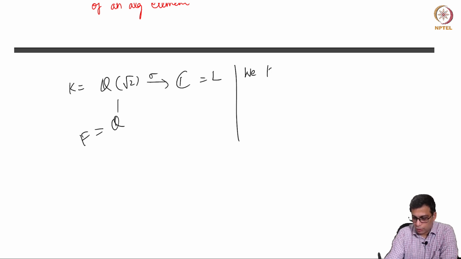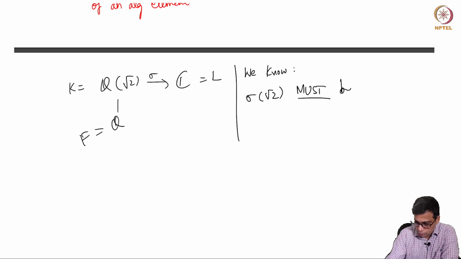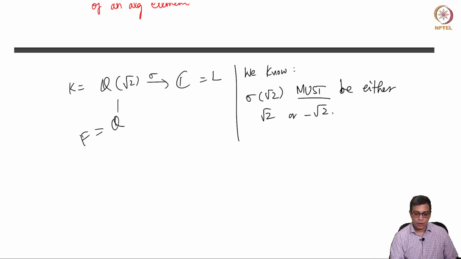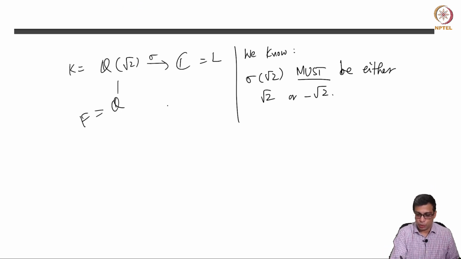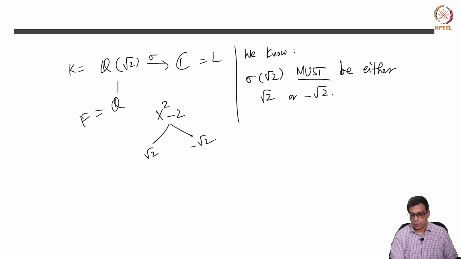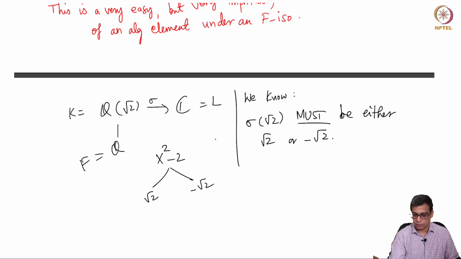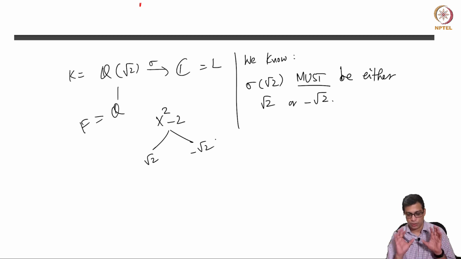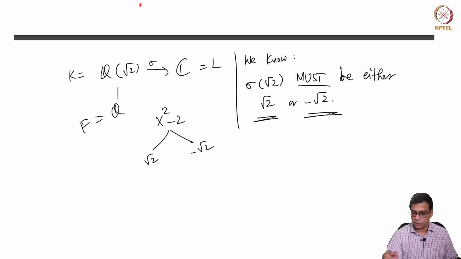So we know that σ of √2 must be either √2 or -√2, because the irreducible polynomial of √2 is x² - 2, which has only 2 roots. So this is the simplest example where you can see that √2 cannot go to anything else. This you can directly prove, of course, but this general statement here allows you to conceptually visualize this. So this tells me that √2 can go to other roots of its irreducible polynomial, of which there are only 2. So √2 or -√2.